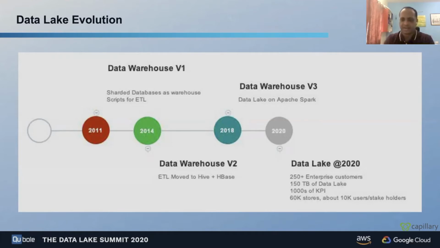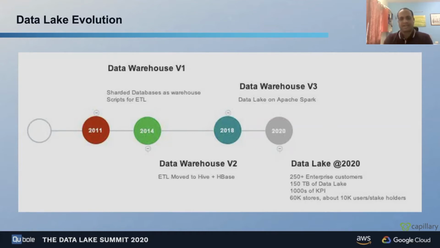Come 2020, this is the current state of our data lake. We have about 250 plus enterprise customers and several thousands of small customers, SMB customers as well. We have close to about 150 terabytes of data in the data lake, which powers our platform. Then there are thousands of KPIs defined on the platform. There are about 60K points of sale connected to the data lake, as well as close to about 10K users or stakeholders on the platform.